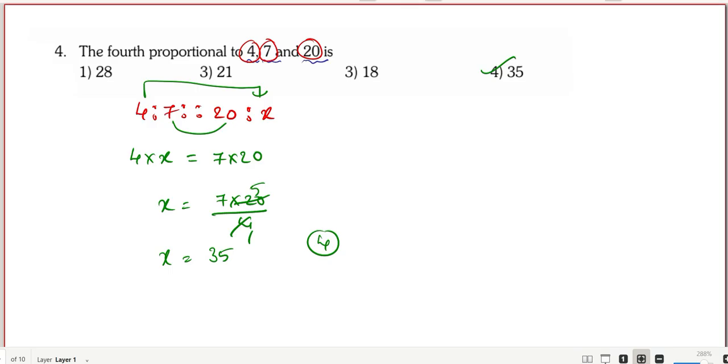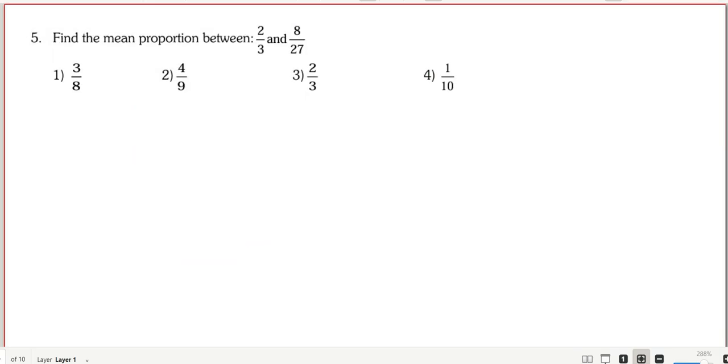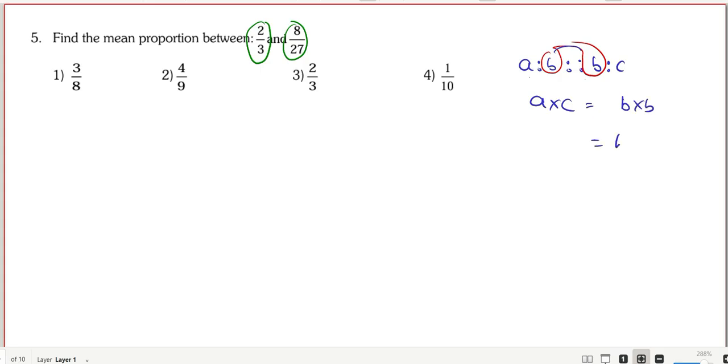Now let us see the fifth question. Find the mean proportion of 2 by 3 and 8 by 27. What is meant by mean proportion? If A is to B as B is to C, then this B is known as the mean proportion. By using the formula product of extremes is equal to product of means, A into C is equal to B into B. So B square is equal to A into C. This is the formula of mean proportion, and with the help of this we can find B.